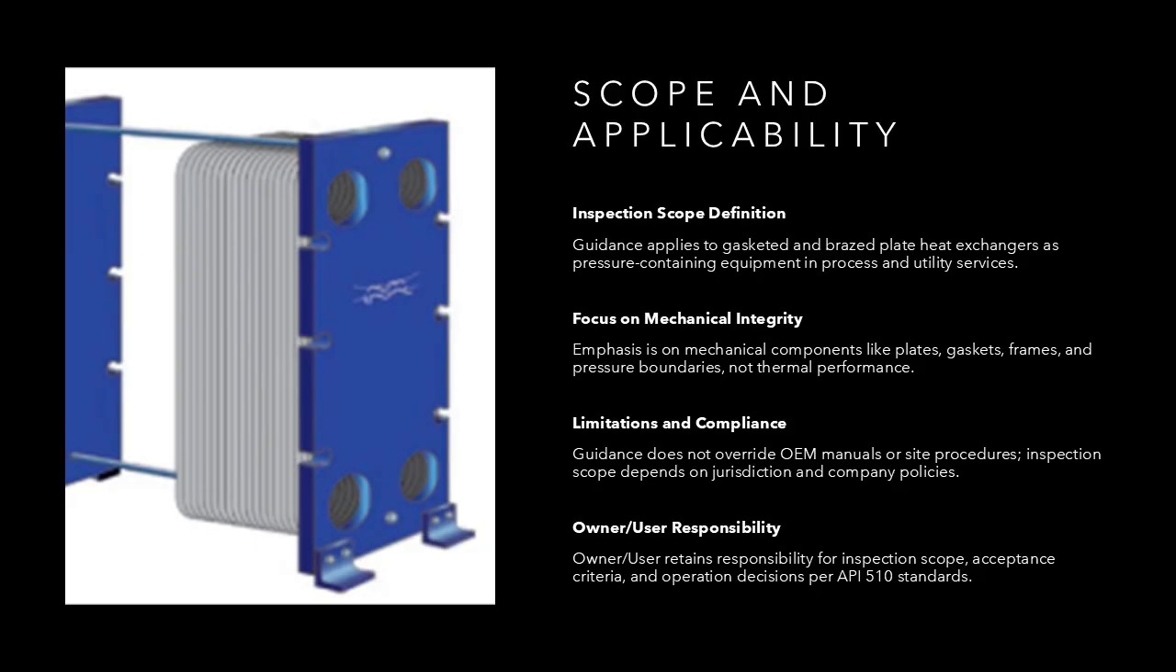This slide defines the scope and limitations of the inspection guidance. The content applies primarily to gasket and brazed plate heat exchangers that operate as pressure-containing equipment in process and utility services. The focus is on mechanical integrity, including plates, gaskets, frames, and pressure boundaries, rather than thermal performance optimization.